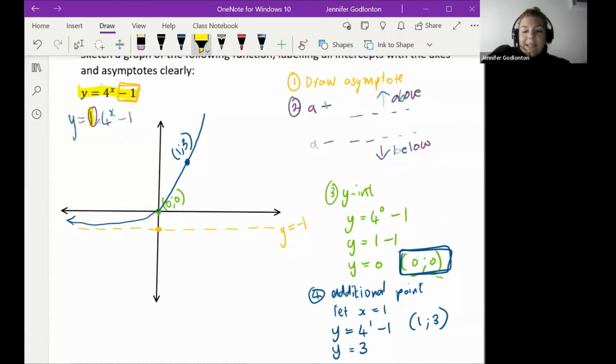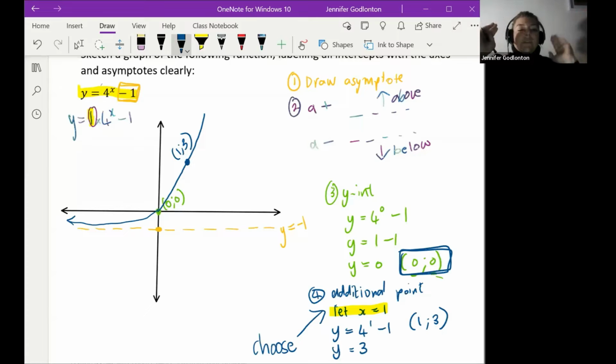So where I said let x equal to 1, I'm saying you can choose any number there. So you could say let x equal 2, let x equal 3. You can choose. This is a choice. You're choosing a value of x to get its y value so that you have a set of coordinates. That's its only purpose.